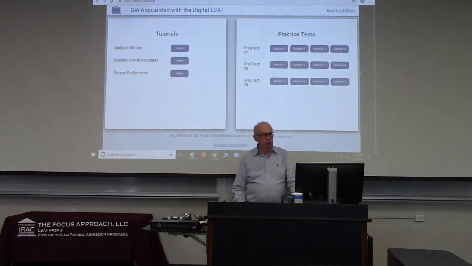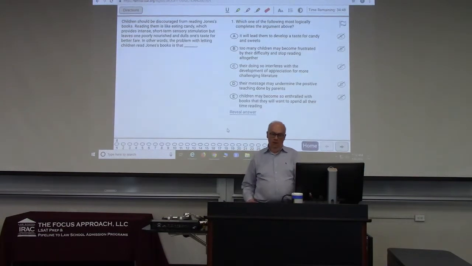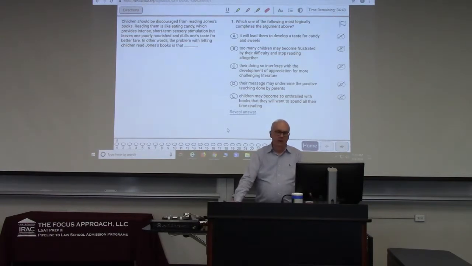with section 2, which is the logical reasoning section. And here is how you may want to attack the test. Question number 1. The issue is in the top right-hand side. Remember, we're using IRAC. So the issue appears on your top right, and that is the first thing you will read if you are a lawyer. And the issue is: which one of the following most logically completes the argument.